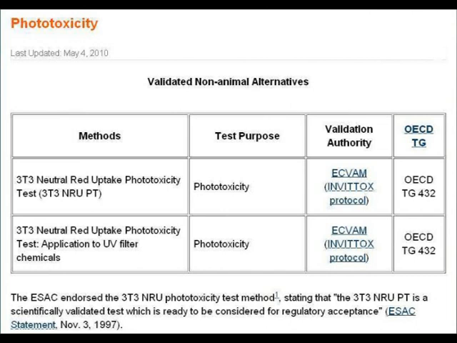This slide is from the Alltox website, and you can see that there are two validated non-animal alternatives to the animal tests. One is called 3T3 neutral red uptake phototoxicity test, and the other is called 3T3 neutral red uptake phototoxicity test application to UV filter chemicals. And they have got full OECD test guidance. Test guidance 432, that is the number of the test. Okay, let's have a look at the next slide now.